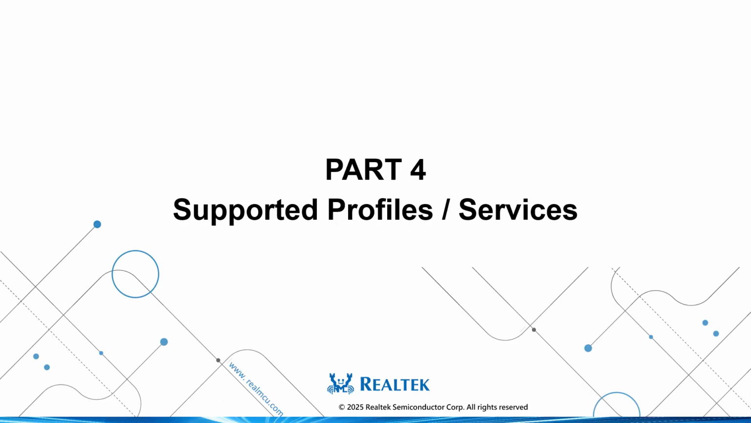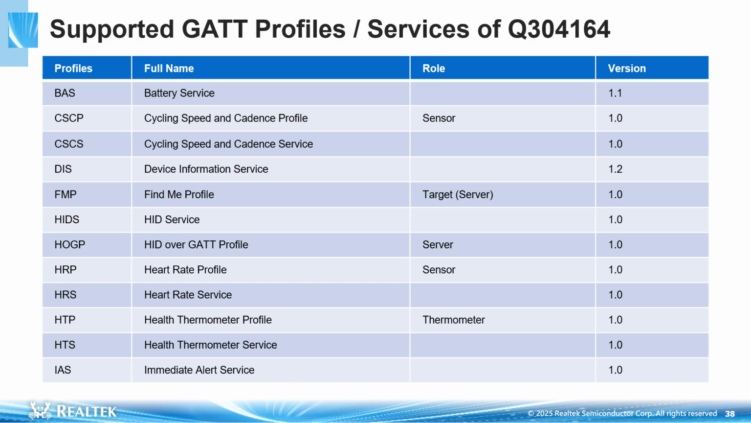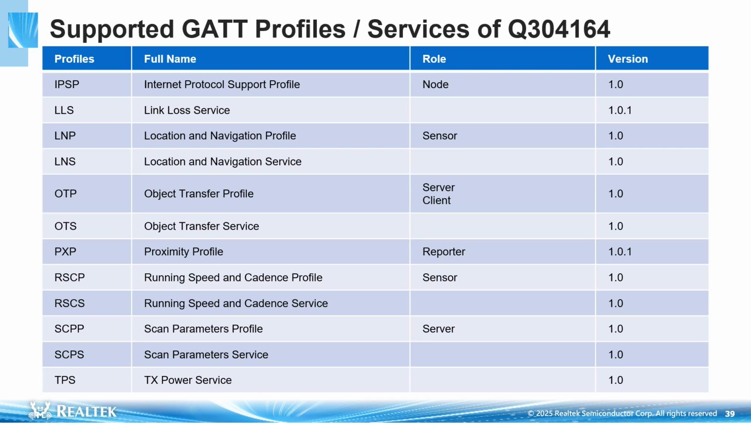Part 4. We list all the supported profiles and services for your reference. This is the supported GATT profiles and services table of Q304164, including BAS, CSCP, CSCS, DIS, FMP, HIDS, HOGP, HRP, HRS, HTP, HTS, IAS, IPSP, LLS, LNP, LNS, OTP, OTS, PXP, RSCP, RSCS, SCPP, SCPS, TPS.